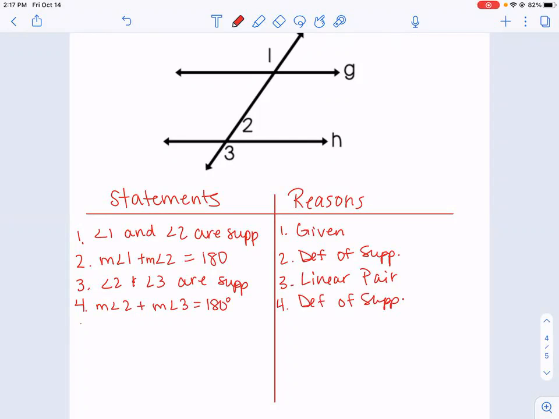So the measure of angle 2 plus the measure, well, let's do this. Let's do the measure of angle 1 plus the measure of angle 2 equals the measure of angle 2 plus the measure of angle 3. I am flexible. You can call this transitive. You can call it substitution. I'll be flexible there. What can we do to each side? Subtract 2. Subtract the measure of angle 2.